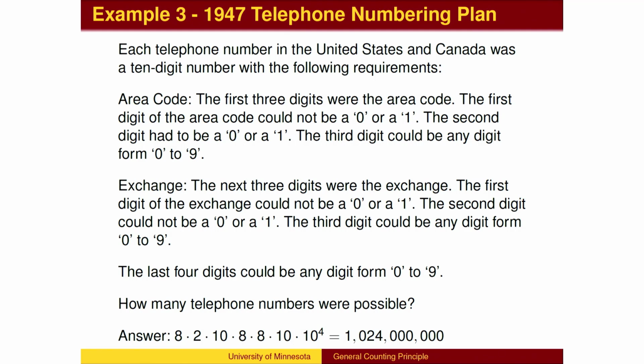We need to multiply our 10 steps together. 8 possible first digits, 2 possible second digits, 10 possible third digits, 8 possible fourth digits, 8 possible fifth digits, 10 possible sixth digits, and 10 possibilities for each of the last 4 digits, for a total of 1,024,000,000 possibilities.